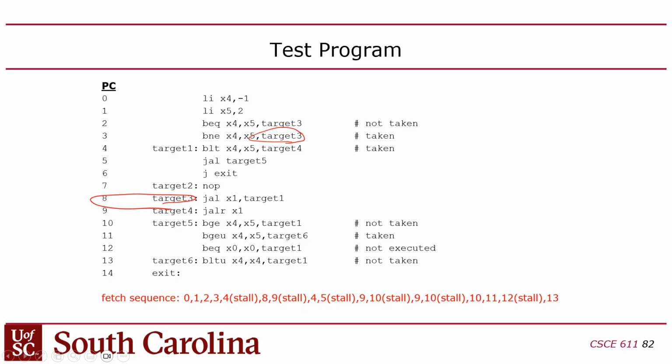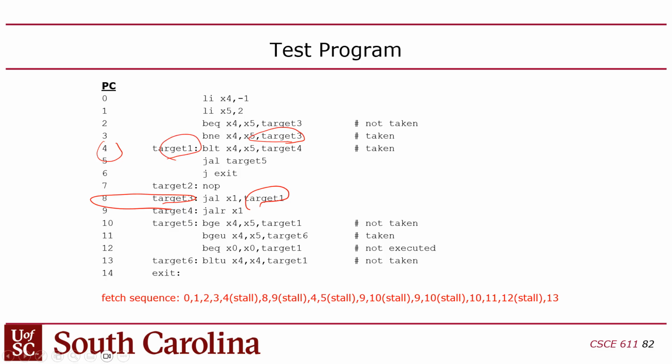Target 3 is a jump and link. Means that we go to target 1, so we're going to go to 4. But not before we have the stall, right? So it's going to go 8 and 9. 9 is the stall after the jump and link. Then we go to 4, which is the target. That's target 1.